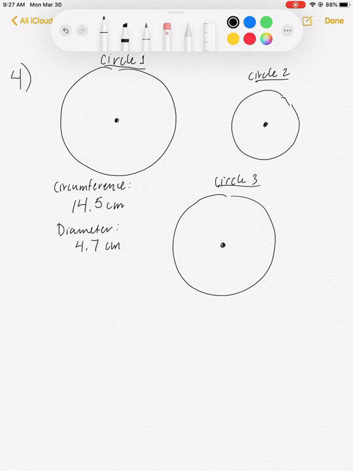Okay, so circle number 2, let's go ahead and measure the circumference and diameter of that. Now notice that circle number 2 is a smaller circle. It's the smallest one of the 3 I've drawn. And we're going to discover a property that happens with circles, circumferences, and their diameters. The circumference of this circle is equal to 8.5 centimeters, and the diameter is equal to 2.7 centimeters.